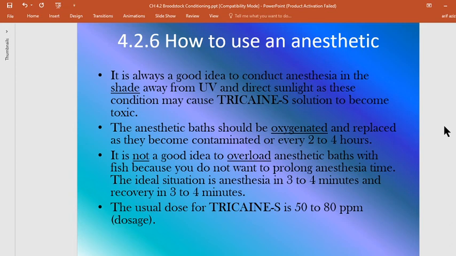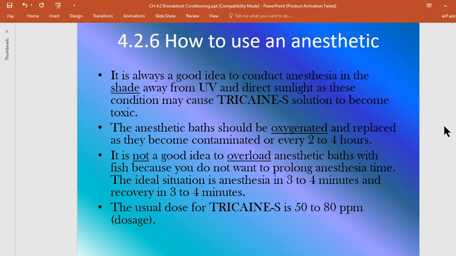It is always a good idea to conduct anesthesia in the shade, away from UV and direct sunlight, as this condition may cause tricaine solution to become toxic. The anesthetic bath should be oxygenated and replaced as it becomes contaminated or every 2 to 4 hours. It is not a good idea to overload the anesthetic bath with fish because you do not want to prolong anesthetic time. The ideal situation is between 3 to 4 minutes, and recovery is between 3 to 4 minutes.